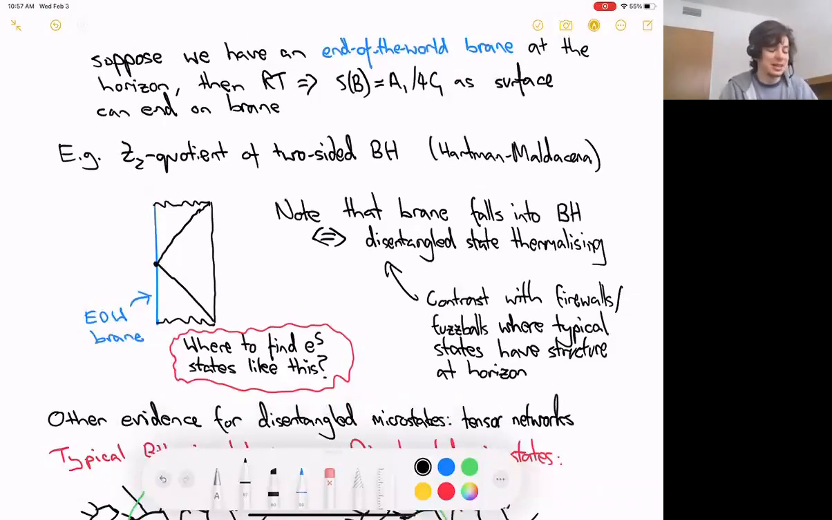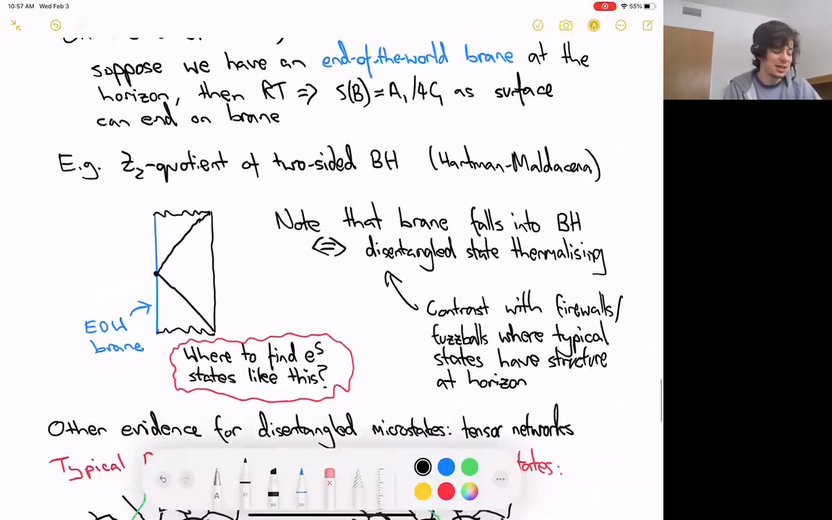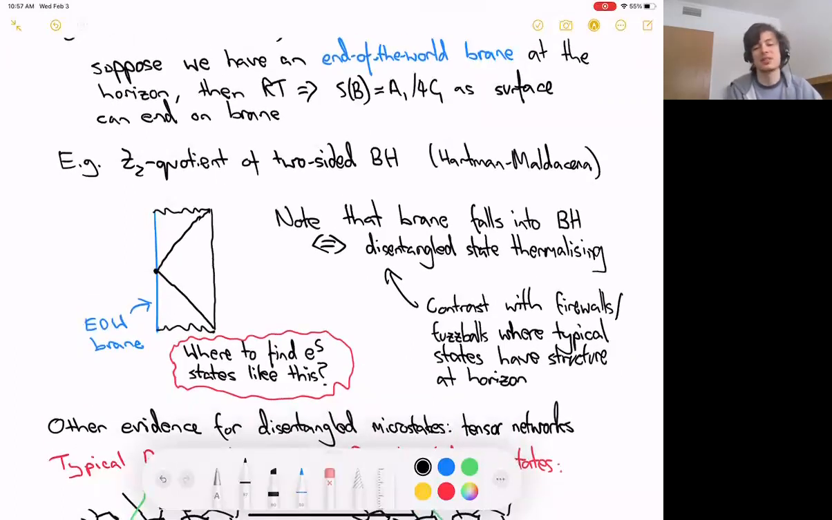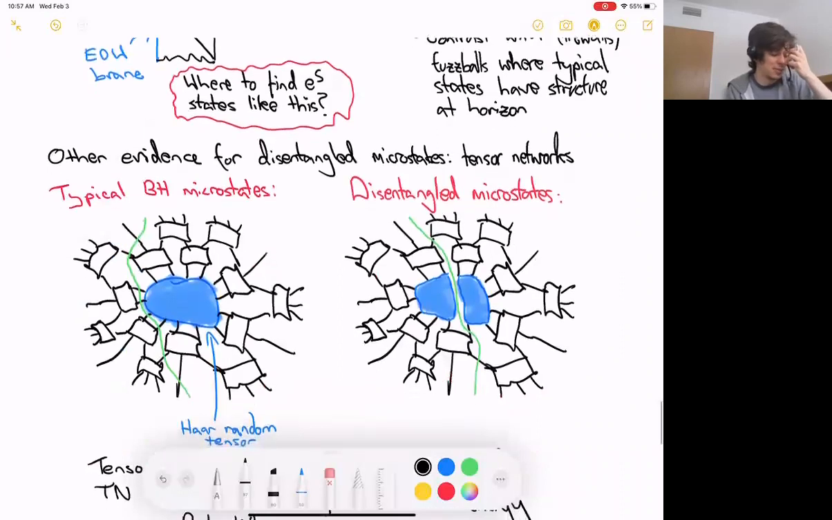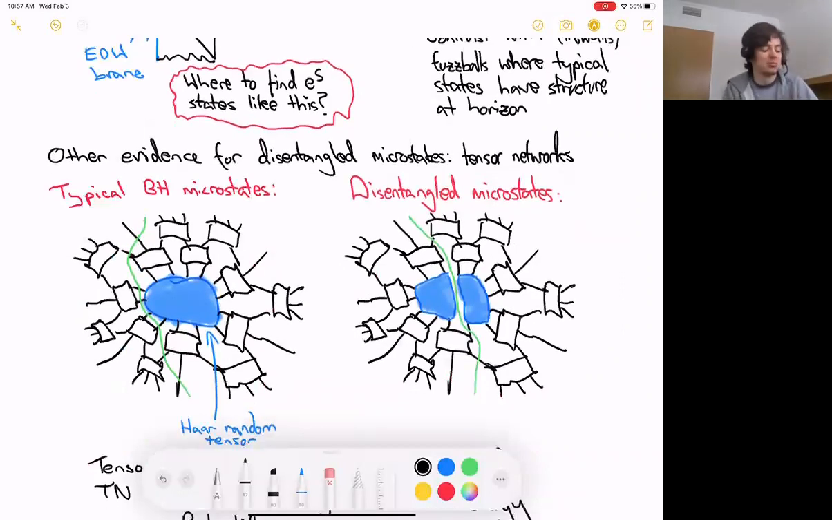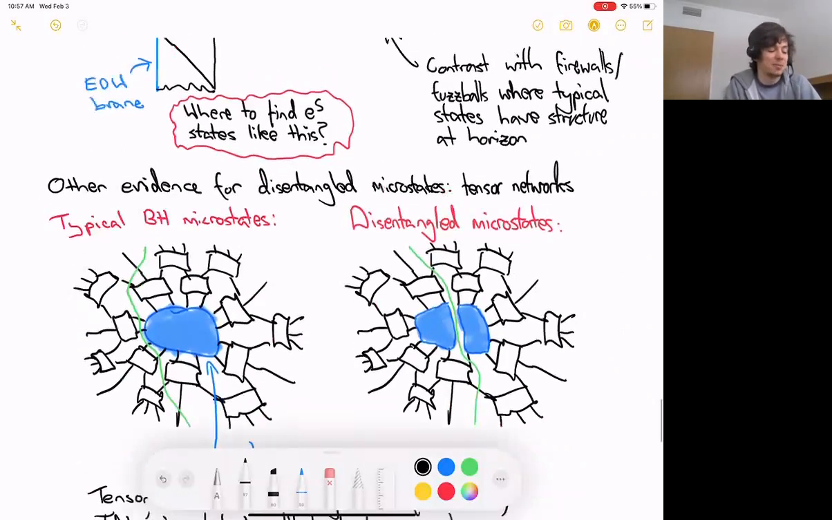I'm not going to try and make any definitive comments on the existence of these states, or states with structure at the horizon, because that's something a lot of people have worked on for a long time, and I'm not really an expert on it, and I certainly bow to other people's superior knowledge on it. I just think the quantum information reasons to expect these disentangled microstates to exist is evidence in favor of that point of view.